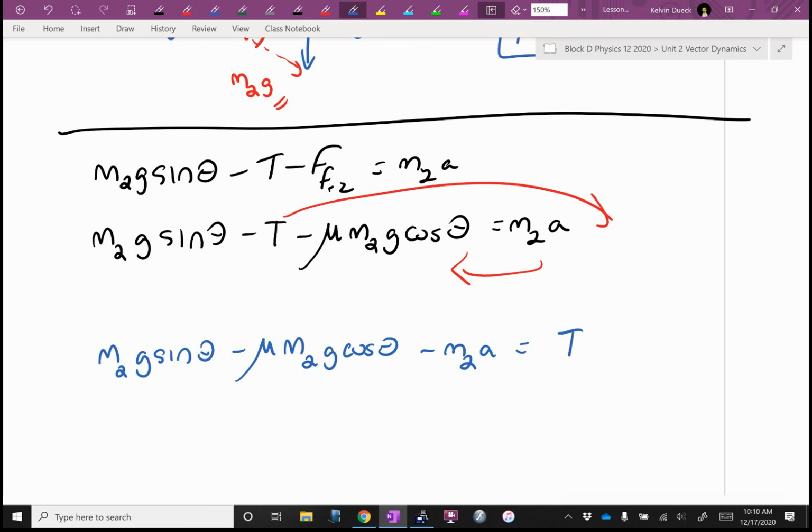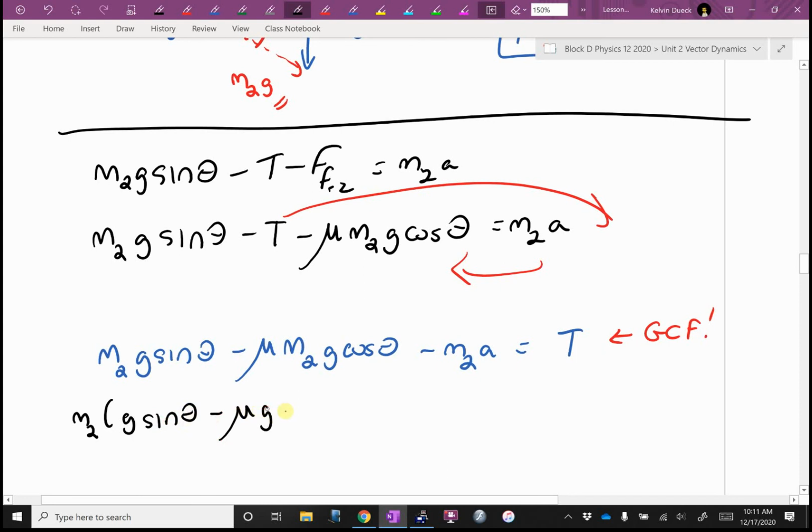How many M2s do I have? How many would I prefer? It would be really cool if there was a grade 9 mathematical operation that I could pull out of my back pocket and change this from 3 M2s into 1. There is! I'll pull out an M2 and I'll get G sine theta minus mu G cos theta minus A. That equals tension.